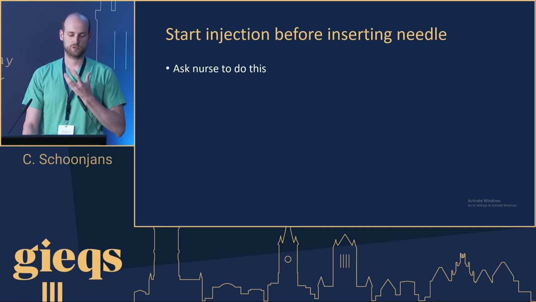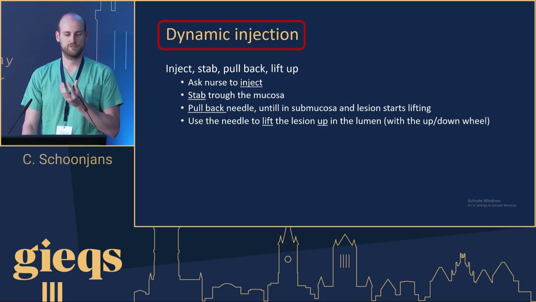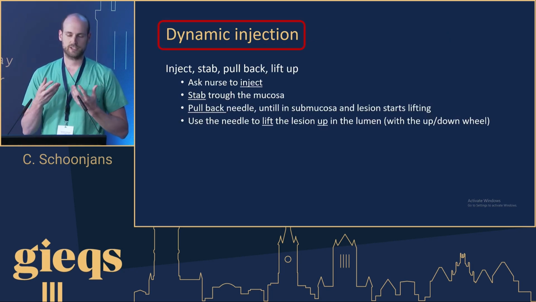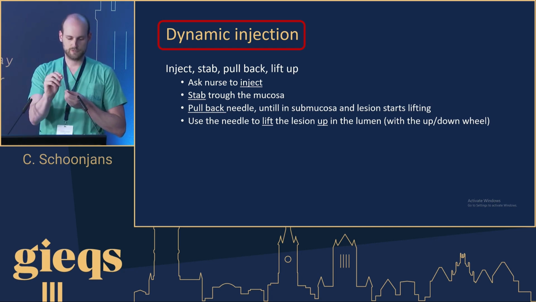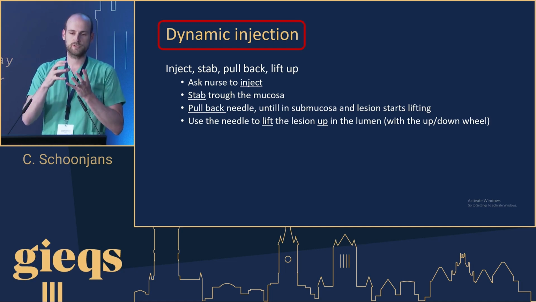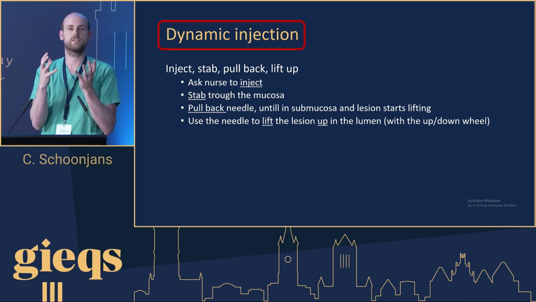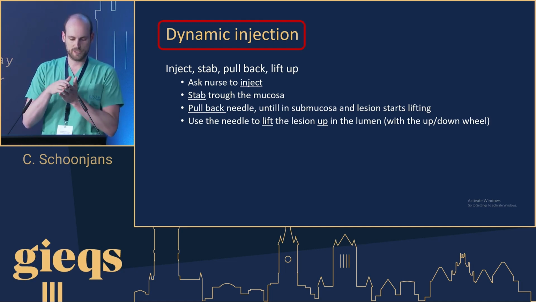Always ask the nurse to start the injection before you insert the needle. And then, because of the dynamic injection, which we have some beautiful demonstrations of already, you're going to stab through the mucosa, then pull back the needle until you're in the submucosa, and then you start to see the lesion lifting. And then use the needle to lift up the lesion into the mucosa.